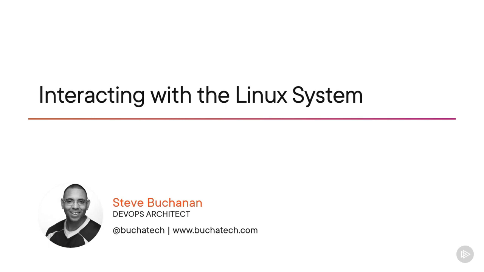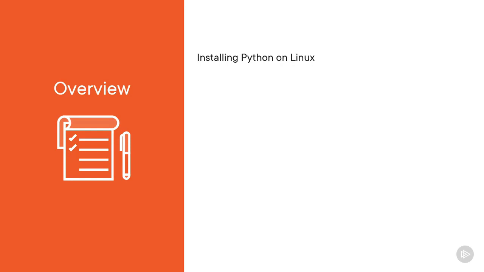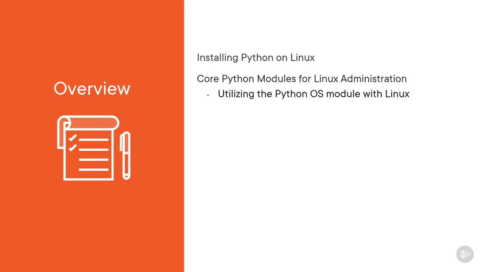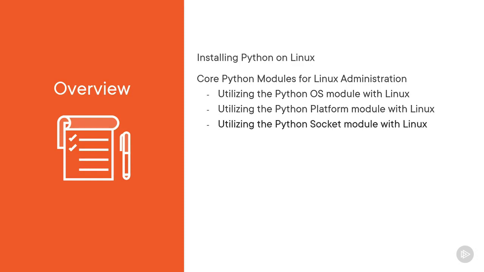Welcome to the Interacting with the Linux System module. In this module, you're going to learn the core Python and Linux interactions and what that looks like. The first topic area that we're going to cover is how to install Python on Linux. And then we'll dive into some core Python modules that you will want to know about when you dive into your Linux administration. The first one is the OS module, and then we'll look at the platform module. We'll explore the socket module and the psutil module.